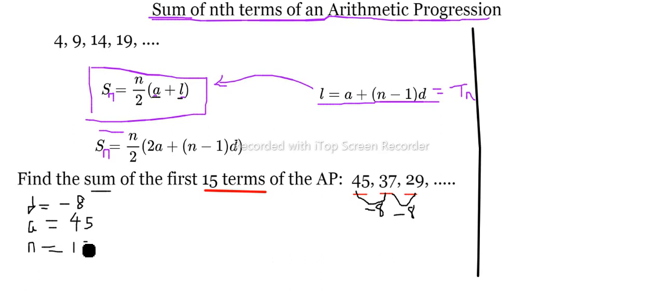So we write our expression for Sn. We don't know the last term here. Another way is that you may first find the 15th term, that is, you find T15, and then use the first expression. But instead, we can use the second expression. We have Sn equals n over 2 into (2a plus (n minus 1) times d).